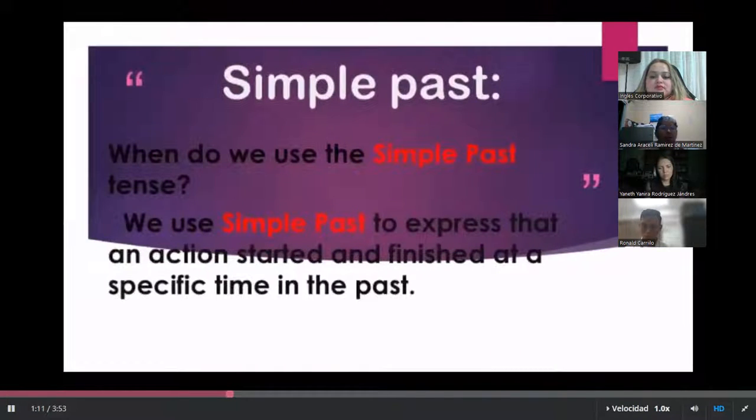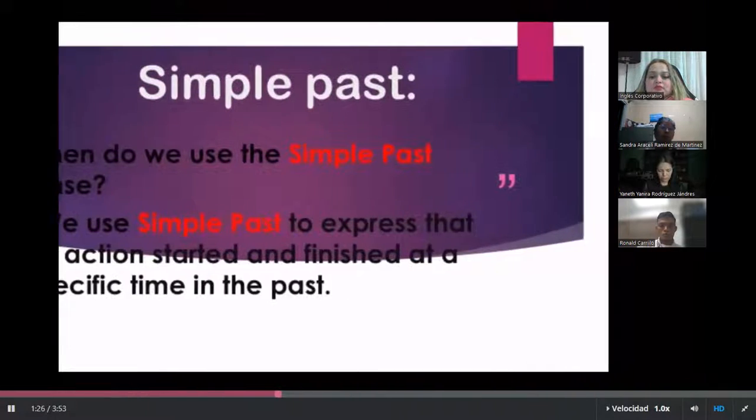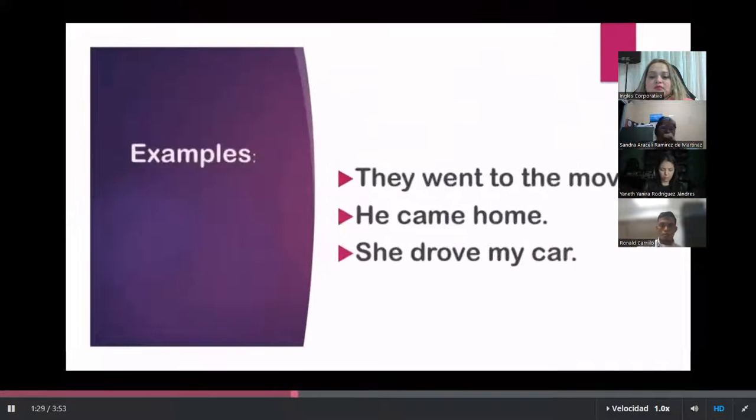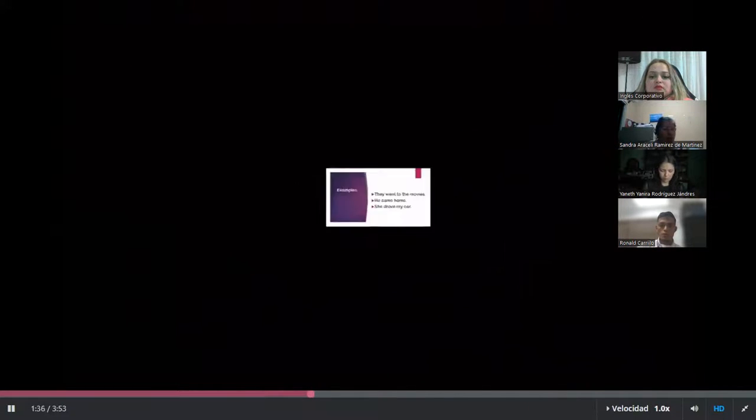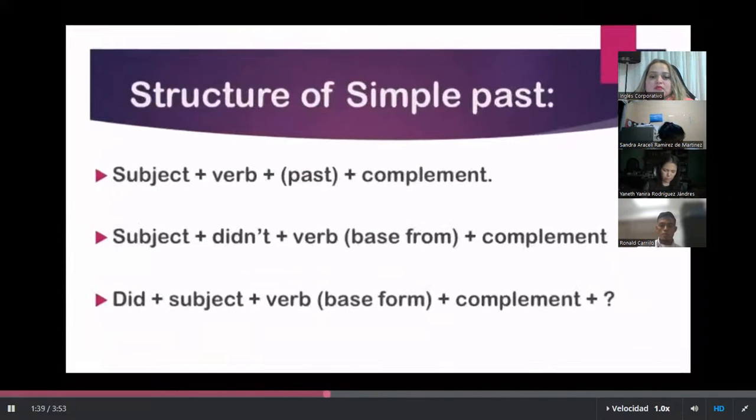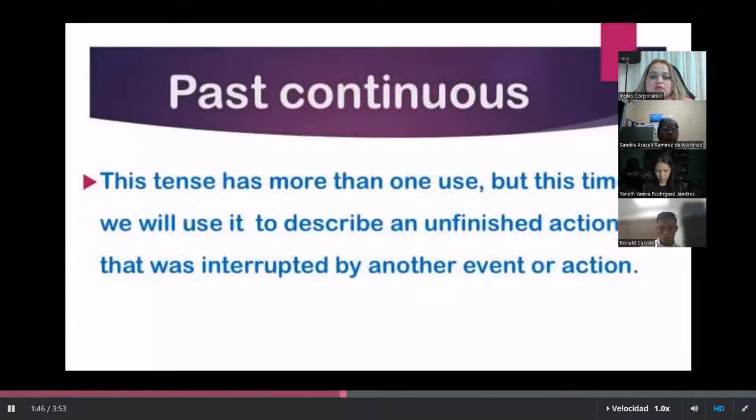I will begin talking about simple past because we have studied this before. So let's review. Simple past? When do we use it? We use simple past to express that an action started and finished at a specific time in the past. Read the following examples. They went to the movies. He came home. She drove my car. I will leave you with the structure of affirmative, negative, and questions just for you to have it in mind and practice it. Now let's talk about past continuous.